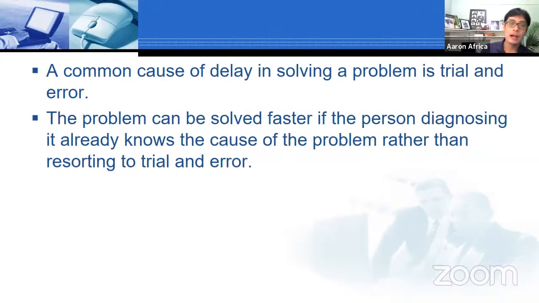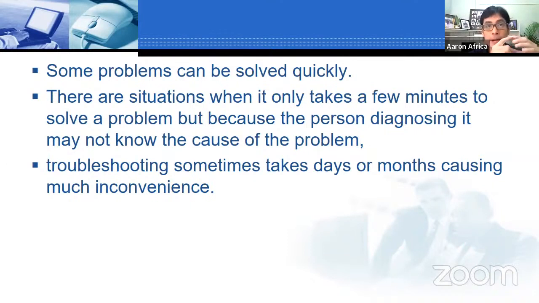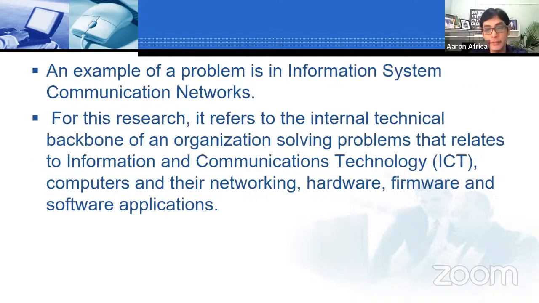Now, a common cause of delay in troubleshooting communication networks in network systems is trial and error. The problem can be solved faster if the person diagnosing it already knows the cause of the problem, rather than resorting to trial and error. Now, of course, some problems can be solved quickly. There are situations when the problem takes too long to solve, because the person diagnosing it may not know the cause of the problem. Sometimes in network engineering, the problem takes days, months to solve, causing much inconvenience, because we do not know the cause of the problem. But the truth is, the cause of the problem is already very simple, we just don't know its cause.